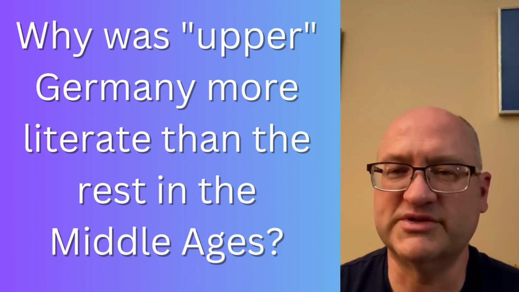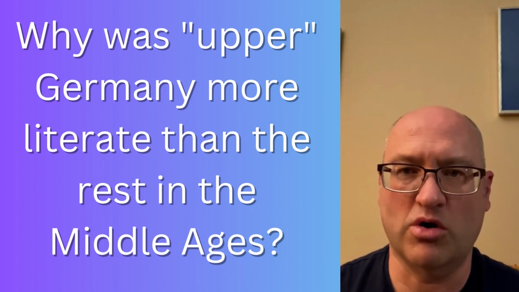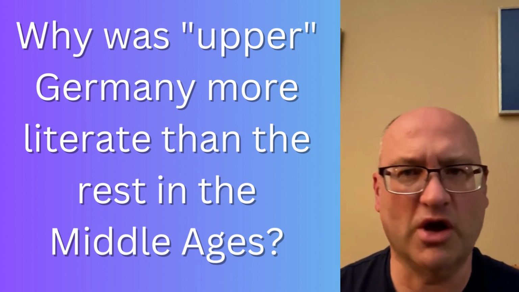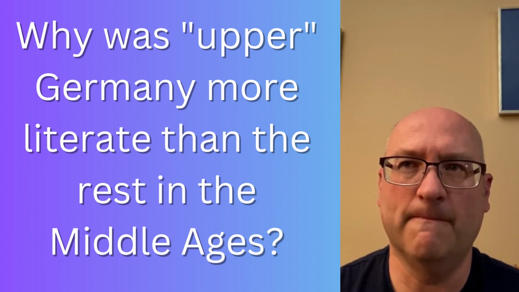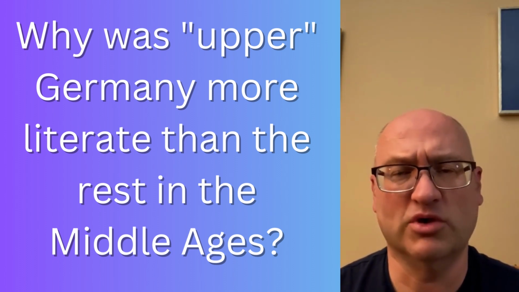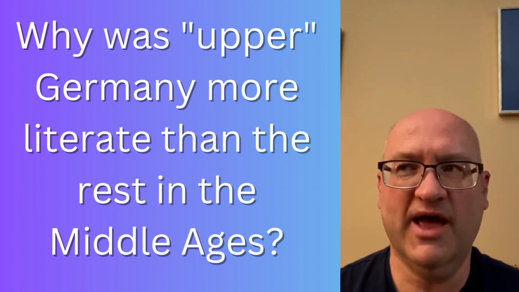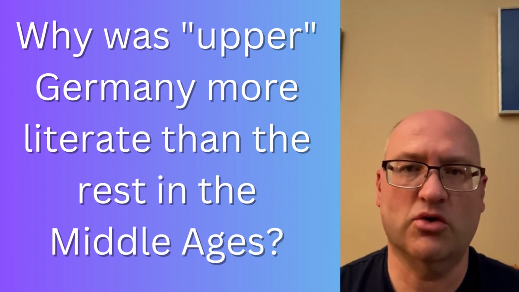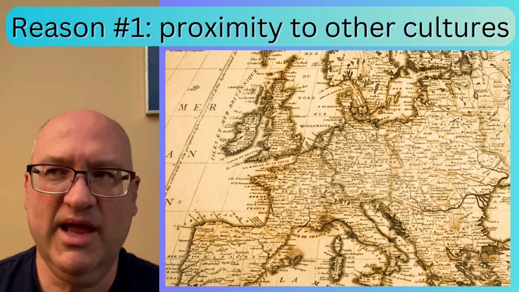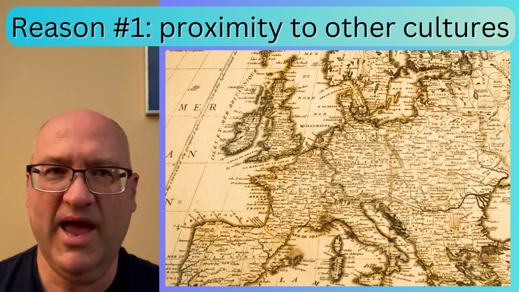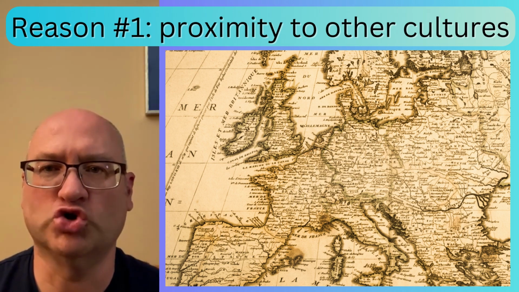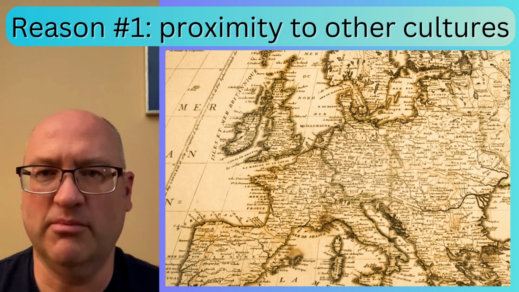There are a couple of reasons why the southern part of what is Germany today, and also Austria and Switzerland, were more advanced, or were more literate, if you will, than northern Germany in the early Middle Ages. And that was simply because these areas had been in touch with other cultures for a much longer time.